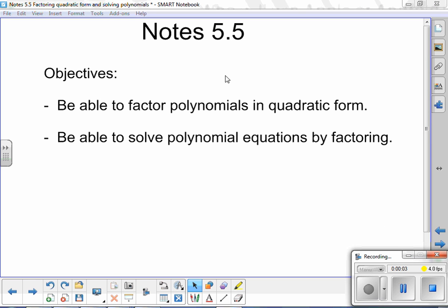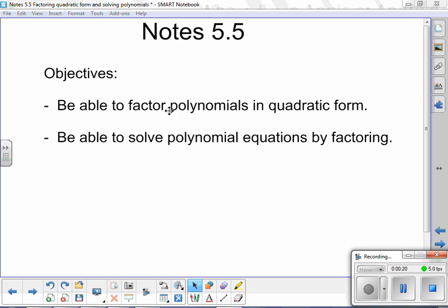Here are your notes 5.5, two objectives. Be able to factor polynomials in quadratic form and be able to solve polynomial equations by factoring. So the first one, we learned about factoring last section, factoring higher degree polynomials.